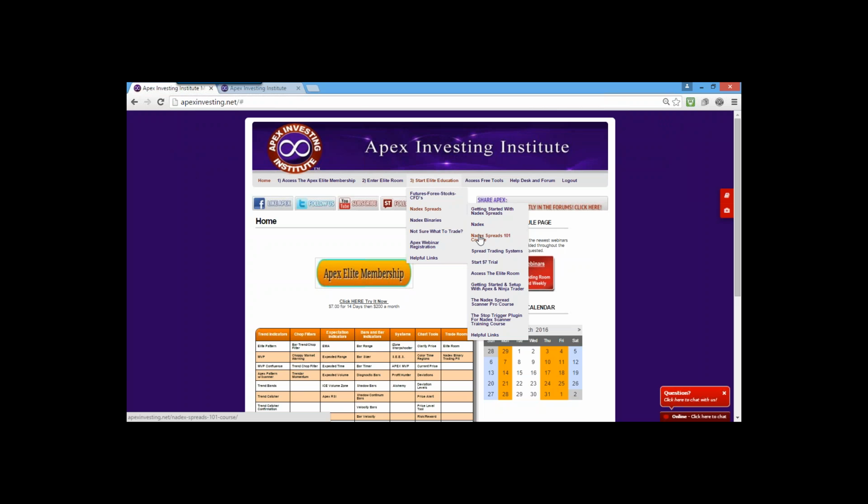Spreads 101. What is a spread? Learn how the spreads work. Learn how the risk reward works, proximity, premium. Learn everything about a spread. Know what a spread is and how it works.